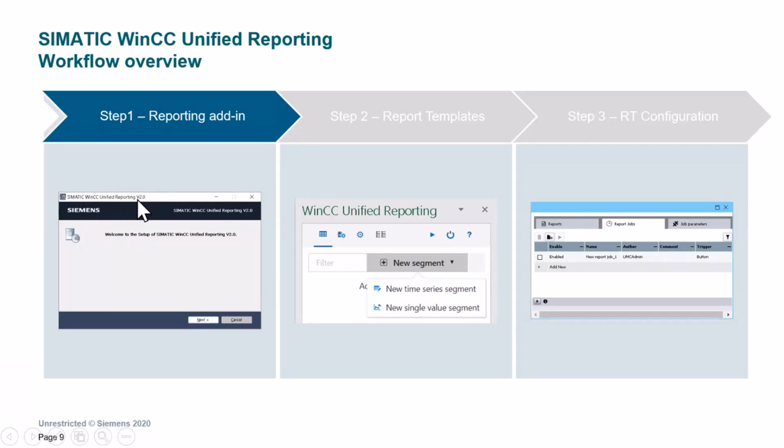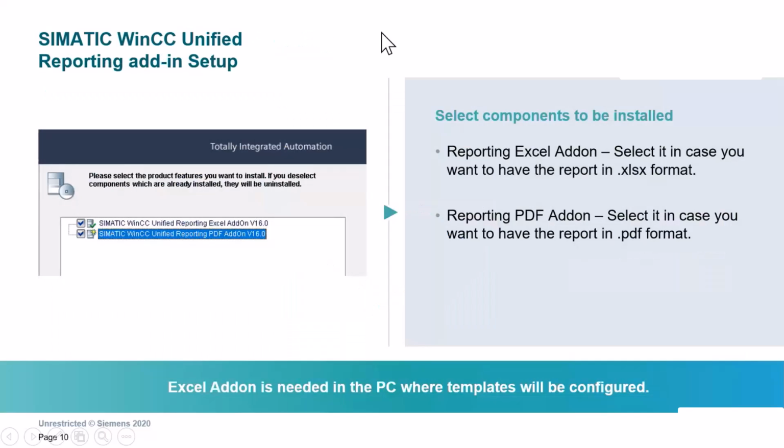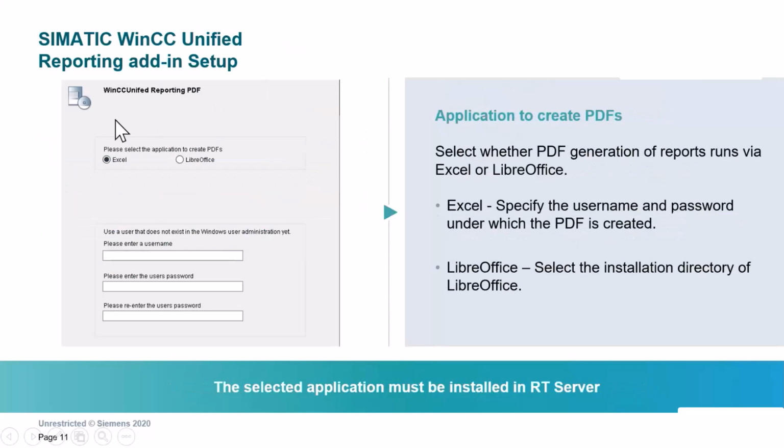Step 1. Install the reporting add-in as we previously discussed. There are 2 add-ons installed for this to function. The Excel portion, which provides access to export the report as an XLSX format, and the other add-on which provides exports of reports as a PDF format. This installation is required where the PC templates are to be used or generated.